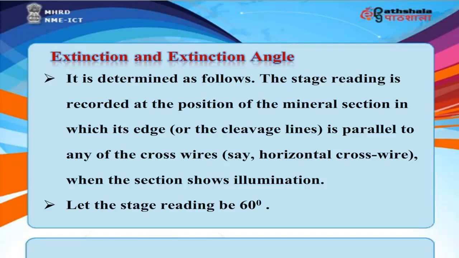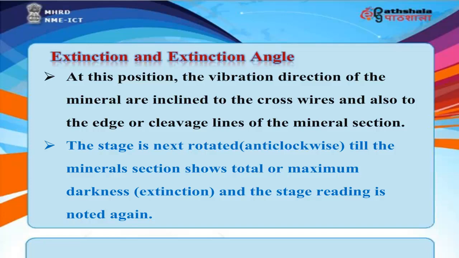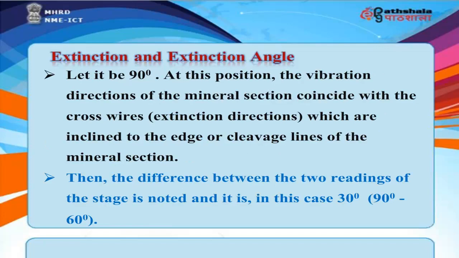It is determined as follows. The stage reading is recorded at the position of the mineral section in which its edge or cleavage lines is parallel to any of the crosswires, say the horizontal crosswire, when the section shows illumination. Let the stage reading be 60 degrees. At this position, the vibration directions of the mineral are inclined to the crosswires and also to the edge or cleavage lines of the mineral section. The stage is next rotated anti-clockwise till the mineral section shows total or maximum darkness, extinction, and the stage reading is noted again.